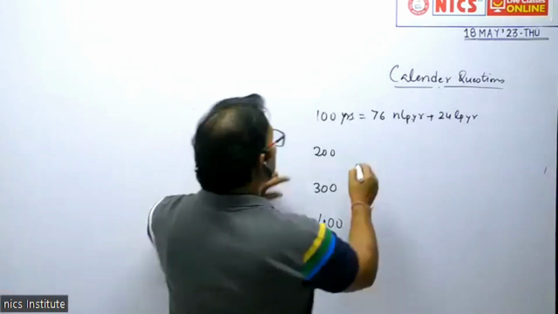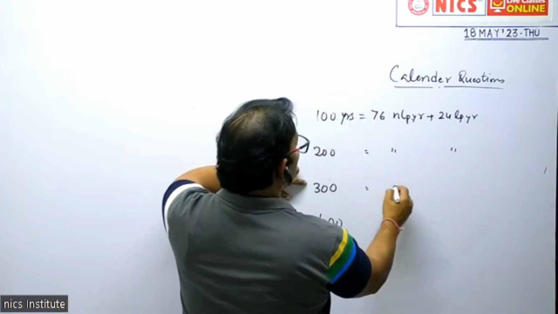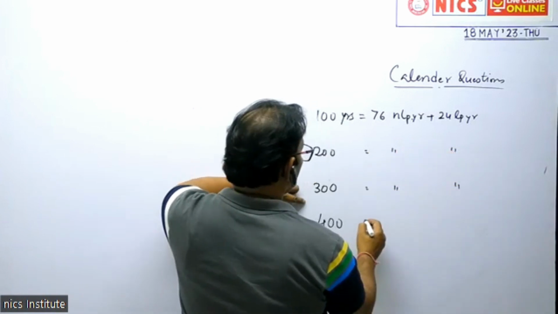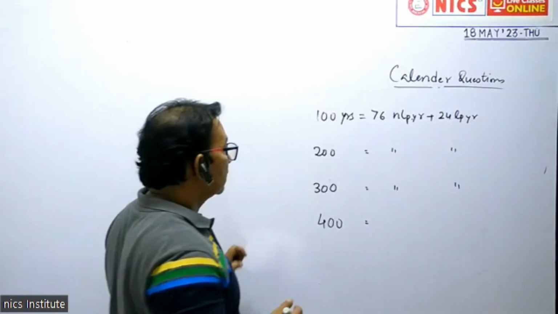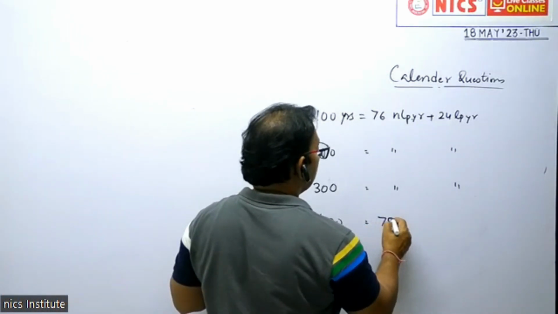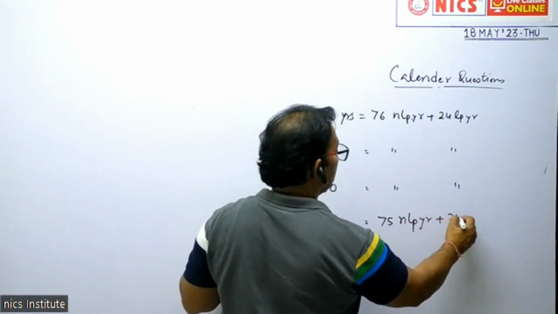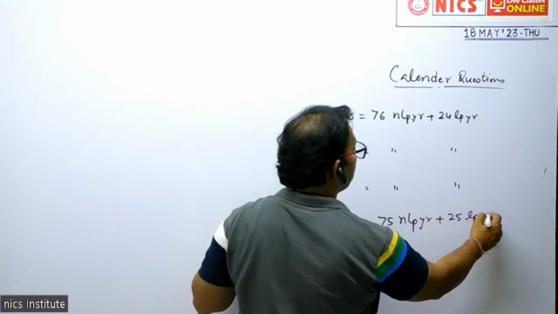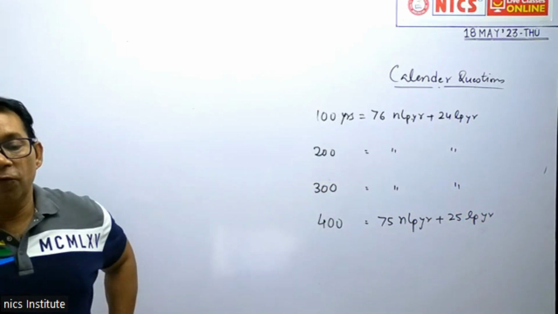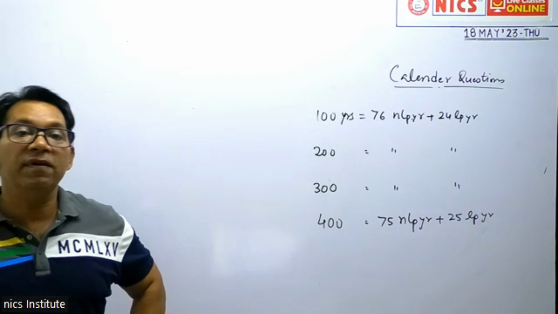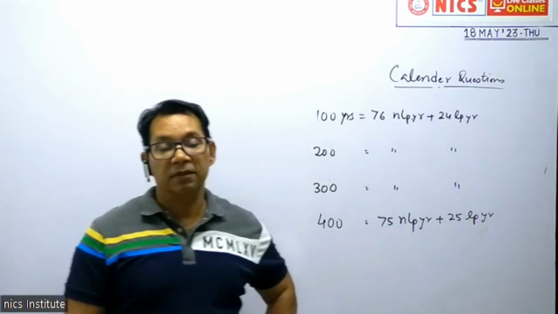What about the next century? Same. Third century? Same. But the fourth century, the year 400 will be a leap year. As a result, we'll have 75 non-leap years plus 25 leap years.